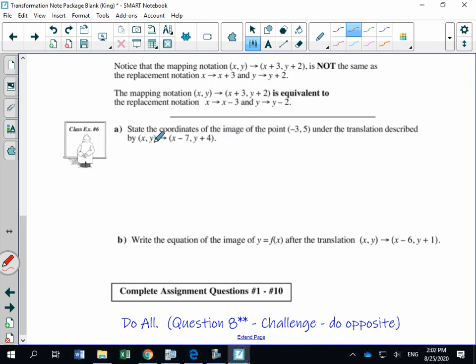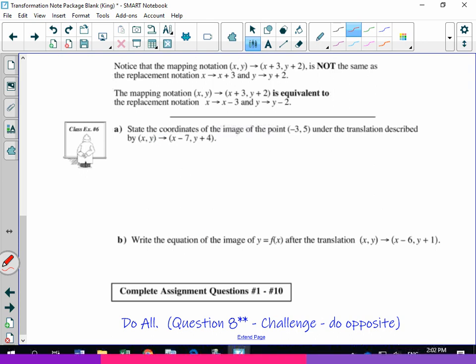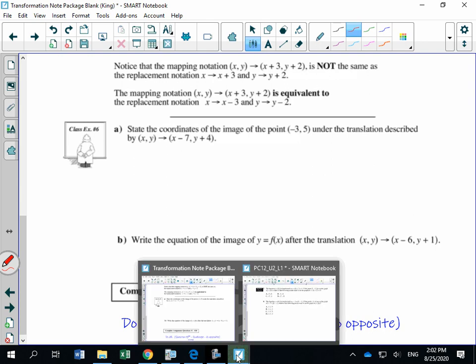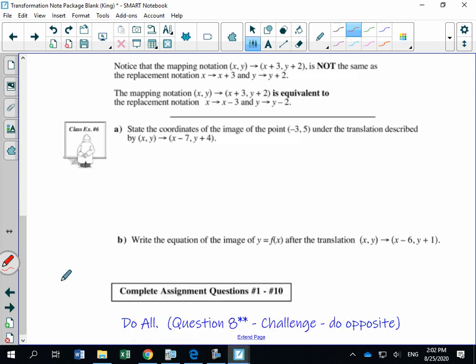Okay, let's do question 6, and then I will do one question from your homework. Question 6 is the last one. State the coordinates of the image of the point under the translation described. They give us an original point, this coordinate here, and then they want it to undergo this transformation here.